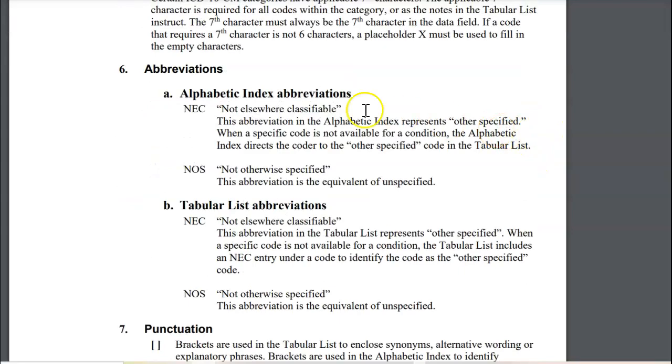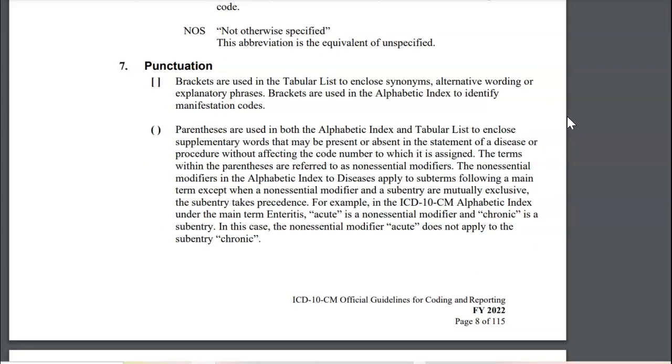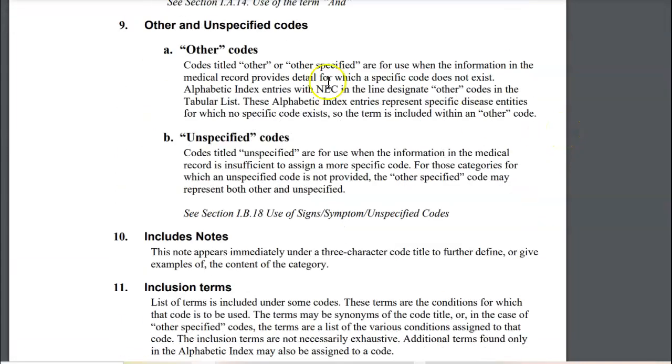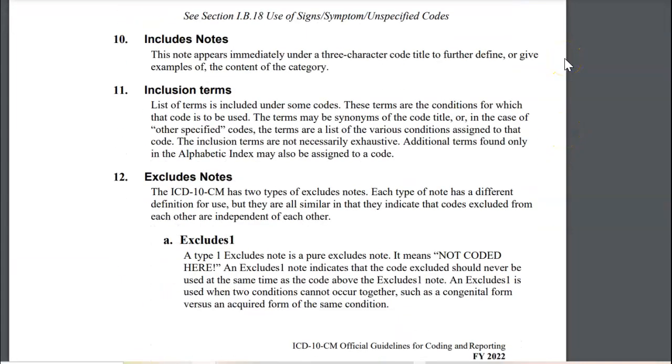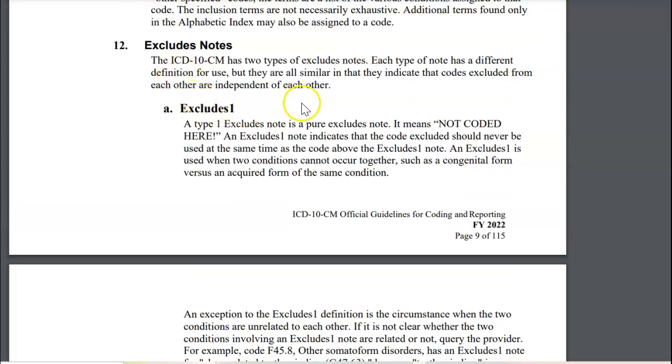Okay, review your abbreviations. NEC, NOS, punctuation. Remember, if they're in parentheses, these can be your non-essential modifiers, acute and chronic. Review and then other and unspecified. Include notes, inclusion terms, exclude notes. Okay, I'm just going to go here, exclude 1. This is something that's very, very important.